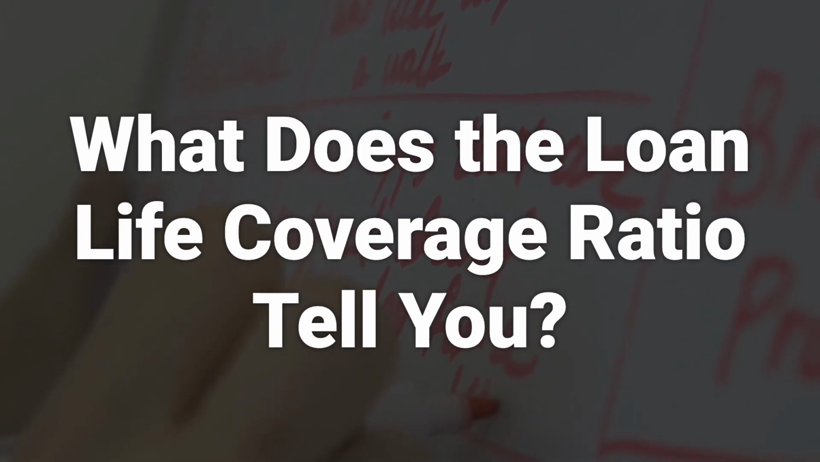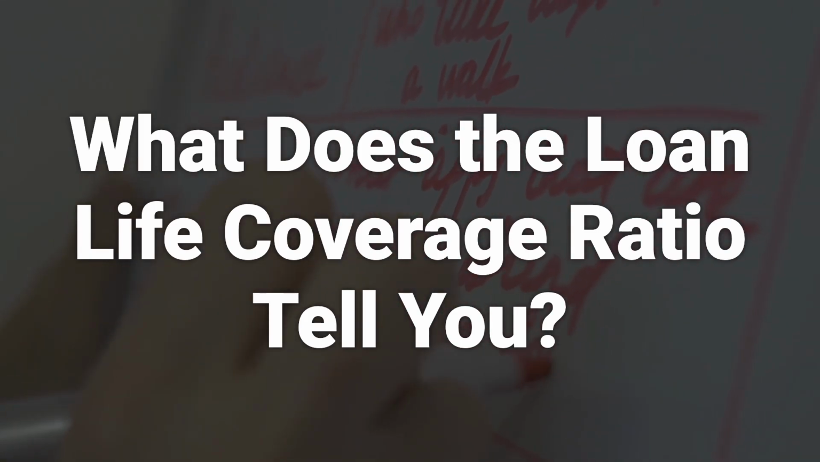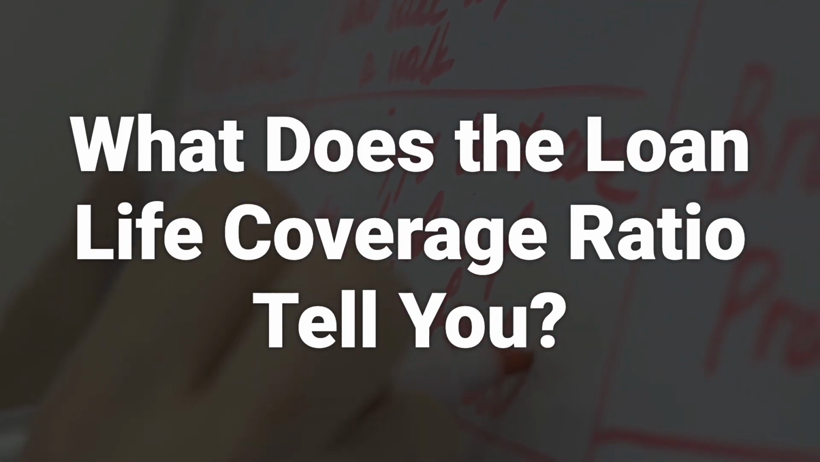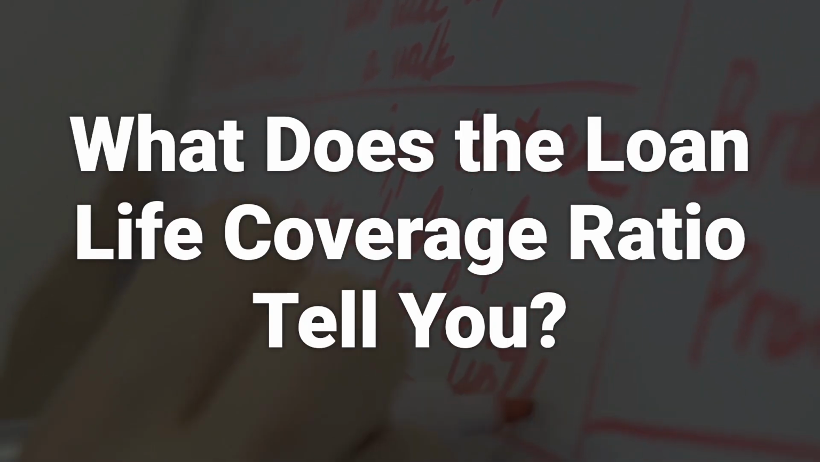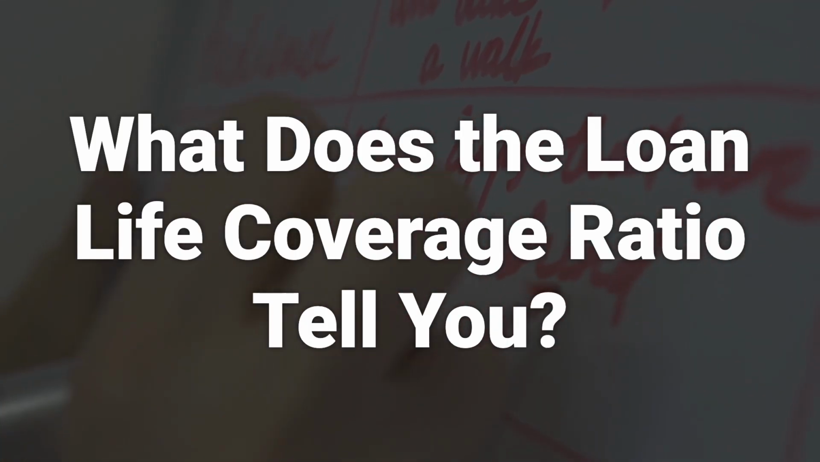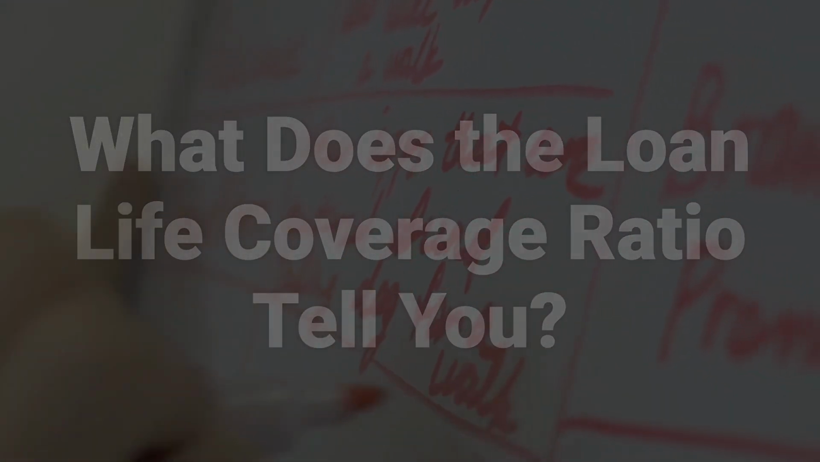LLCR is a solvency ratio that measures the number of times over the cash flows of a project can repay an outstanding debt over the life of a loan. The higher the ratio, the less potential risk there is for the lender. It also considers the risk profile of the project and may include covenants stipulating LLCR levels in project financing agreements.